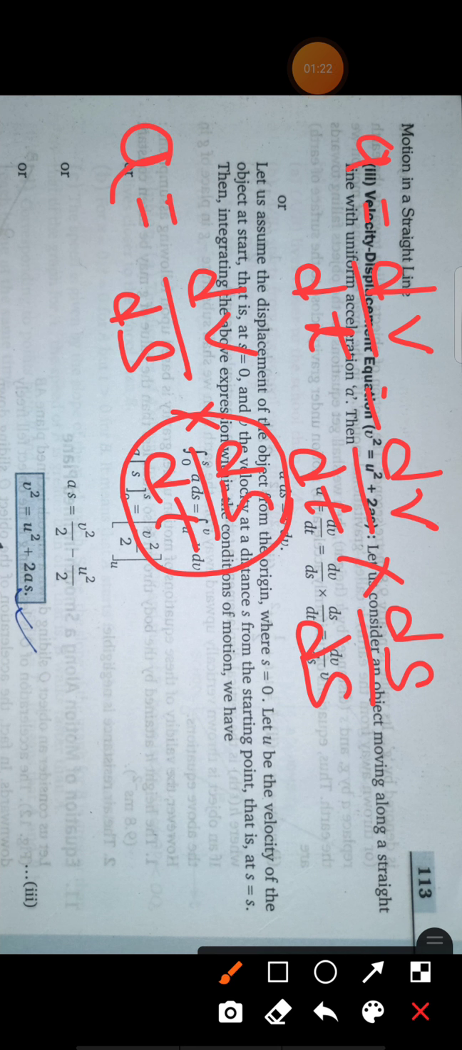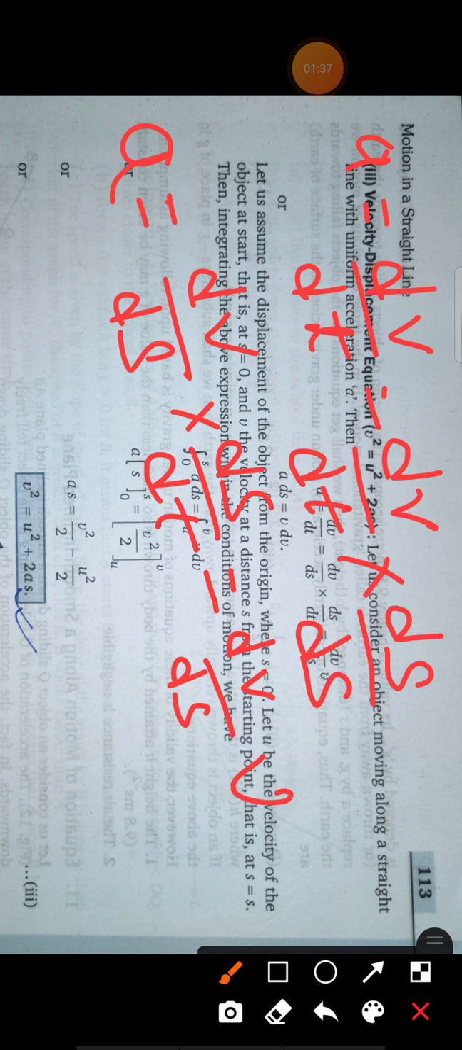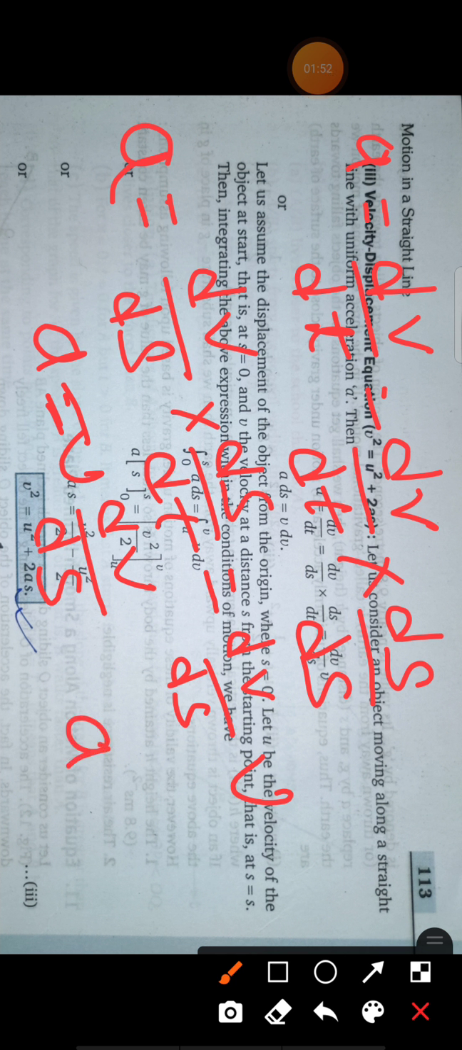Small displacement by small time means velocity. So in place of ds by dt we can write v. So acceleration a is equal to dv by ds into v. Correct? So finally we can write that acceleration a is equal to v into dv by ds, or now we cross multiply, so we write a into ds is equal to v into dv. Correct?